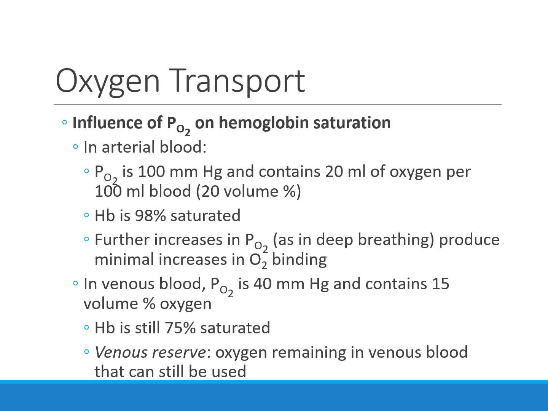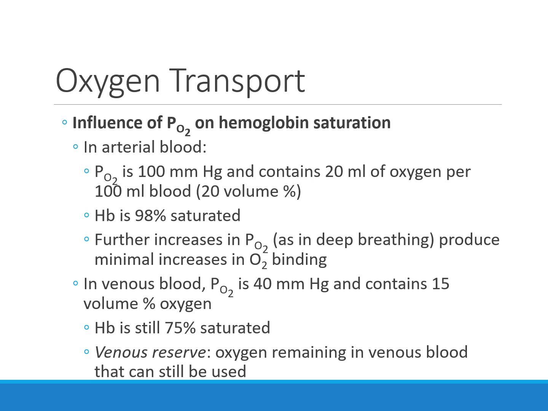What about the influence of oxygen on the hemoglobin saturation in the arterial blood? The pressure of the oxygen is about 100 millimeters of mercury, and it contains 20 milliliters of oxygen per 100 milliliters of blood, so it has a 20% volume. In this case, hemoglobin is typically 98% saturated. Further increases, like if you were to breathe in real deep, are only going to produce a minimal increase in the binding of the oxygen.